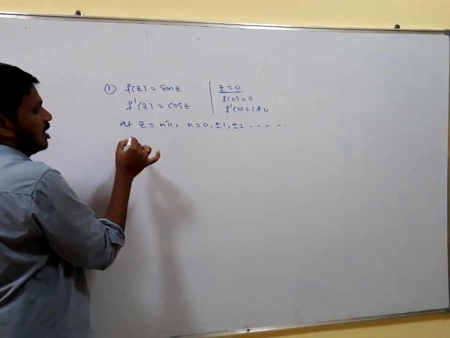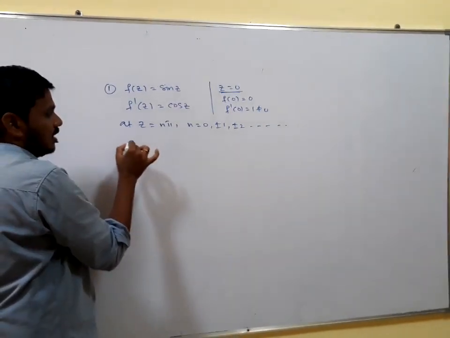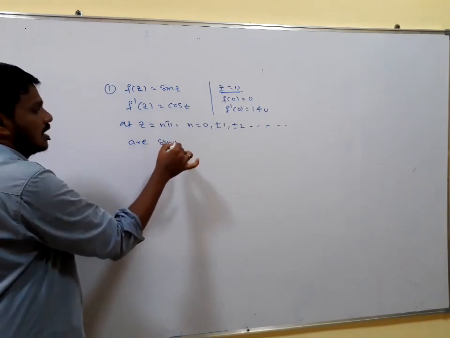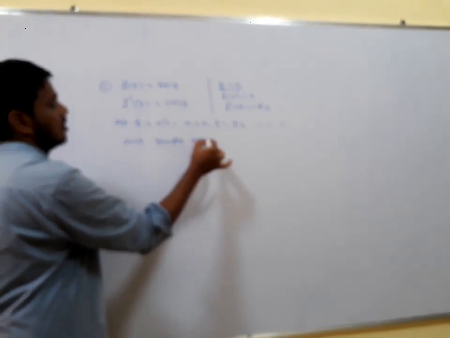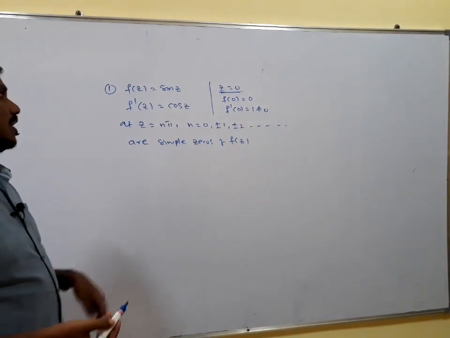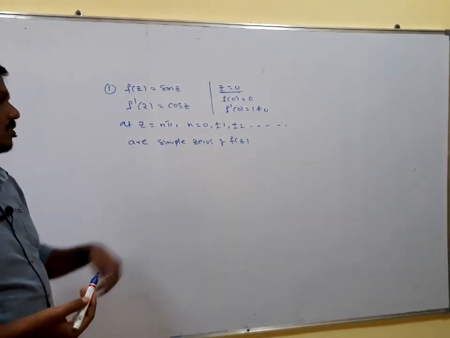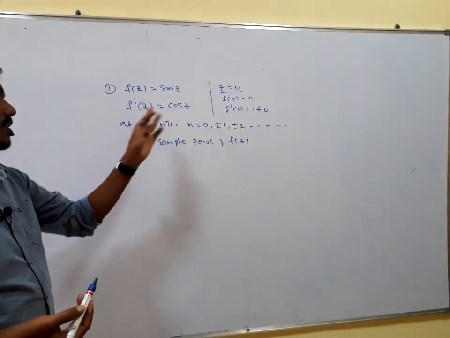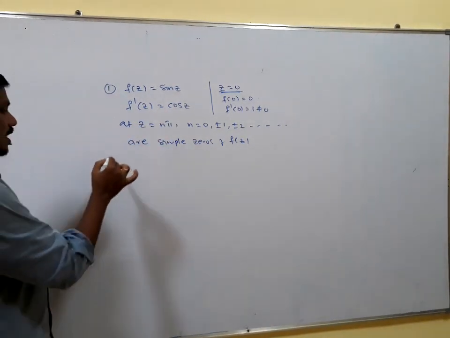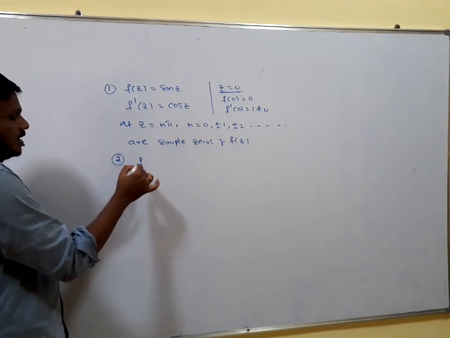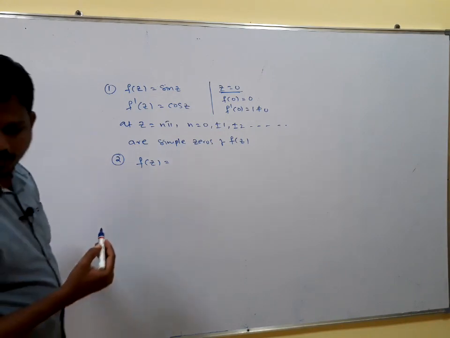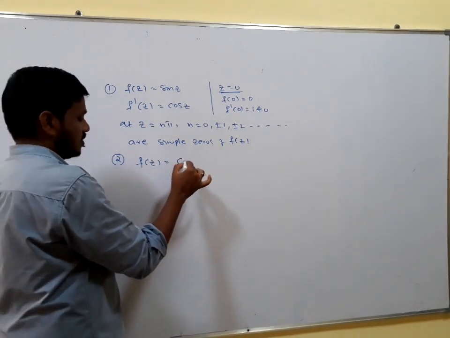Here the points n pi are simple zeros; an infinite number of simple zeros of f of z. See, if you take z equals pi, sin pi is 0 but cos pi is not 0. The points z equals minus pi, 2 pi, minus 2 pi, and so on are the simple zeros of f of z. Next, take another example, f of z equals (1 minus e to the power of z) whole squared.